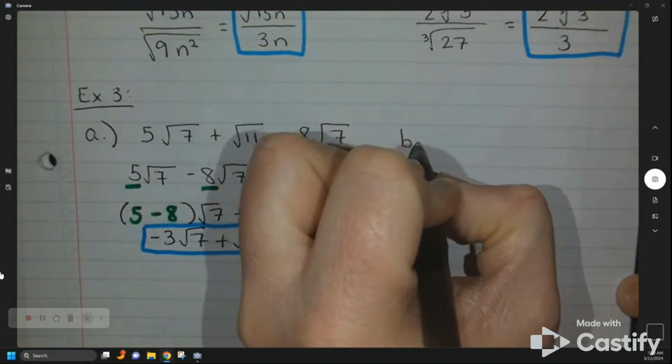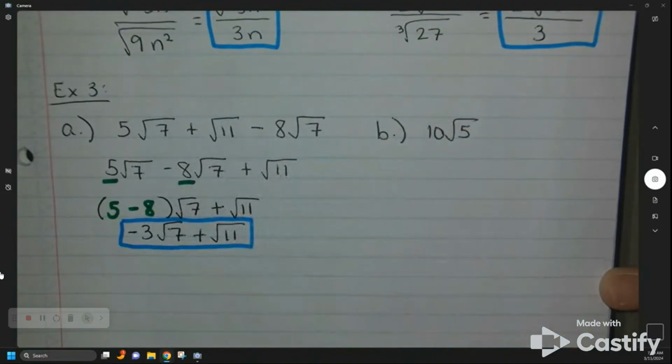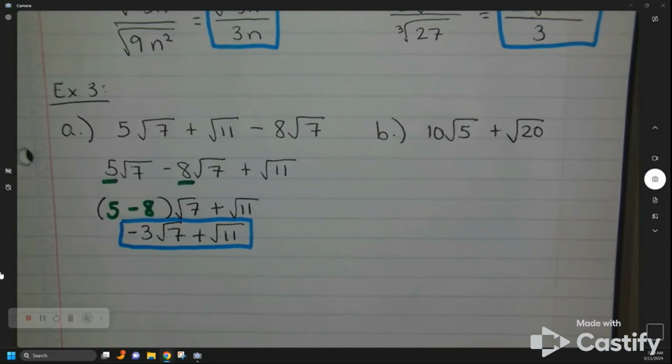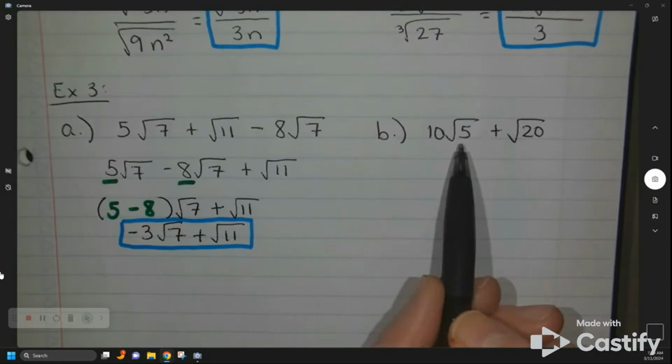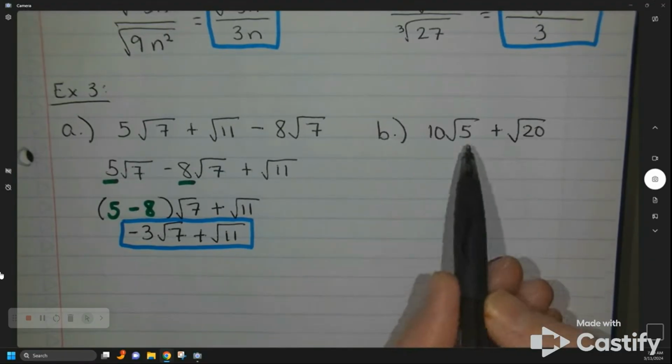All right, so letter B, we have 10 times the square root of 5 plus the square root of 20. Right now when I'm looking at this, I don't really have any like terms, right? I don't have either one of them with a matching radicand under that radical. But I do know that 20 is 4 times 5, and I have a square root of 5 right here.